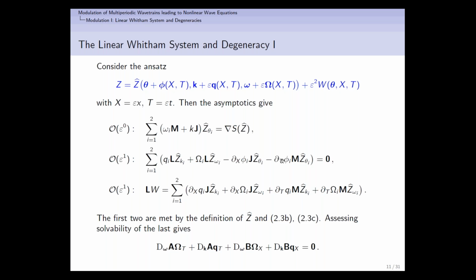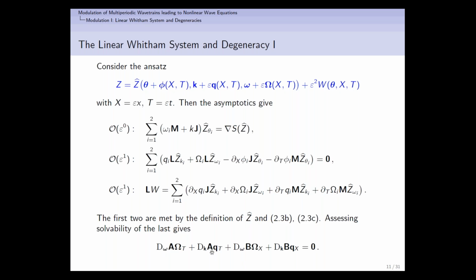And this highlights why we choose the modulation ansatz. The terms that give us stuff that we want to analyze happen at order epsilon 2. That's a typo. That should be a 2. And so I want to check solvability of this system. So I take the inner product with the theta derivatives, and using the definition of the conservation laws and their derivatives, I end up with this linear Whitham system down here.